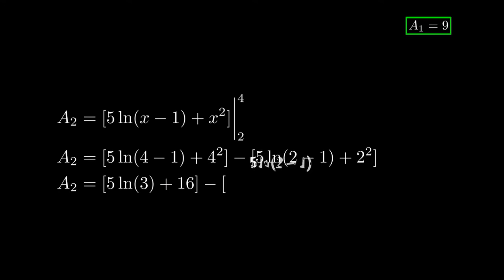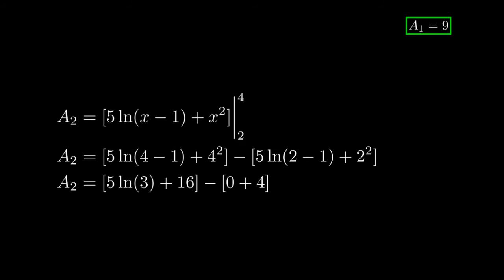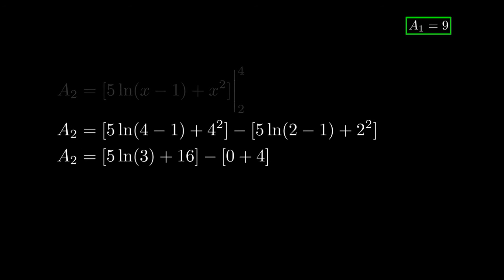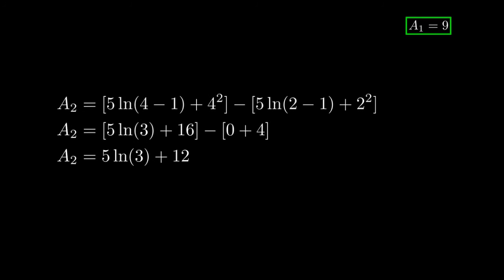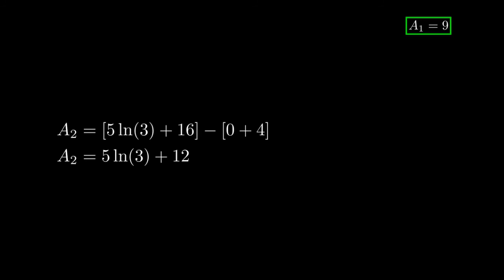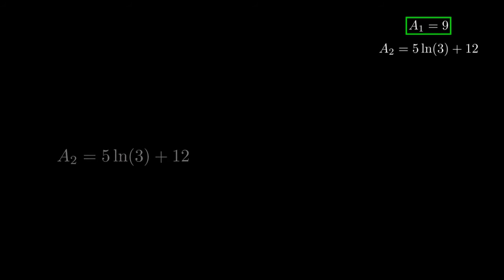Okay, so we are getting more and more simplified here. We're left with 16 minus 4, which is 12. And you don't need to put that in your calculator. You can just leave it like that. Leave the natural log of 3. It's a more exact answer, by the way, because the calculator will round that.